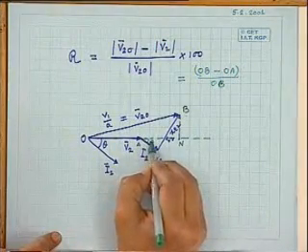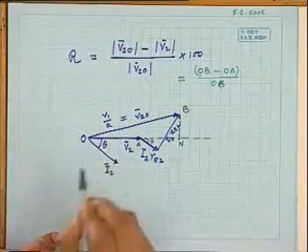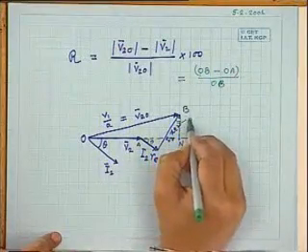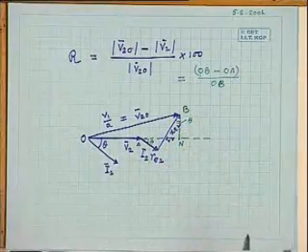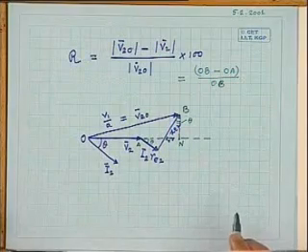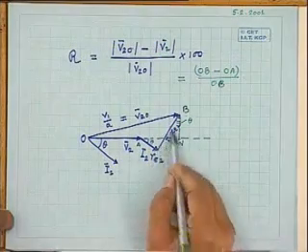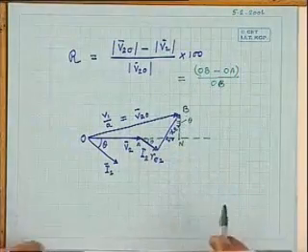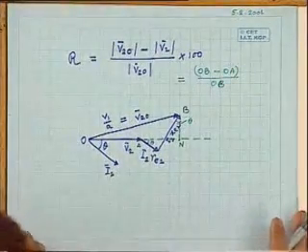Obviously, this angle is theta because this is parallel to I2, and also this angle will be theta because the angle between two straight lines is equal to the angle between their perpendiculars. So, this is perpendicular to this and this is perpendicular to this. So, this will be theta.